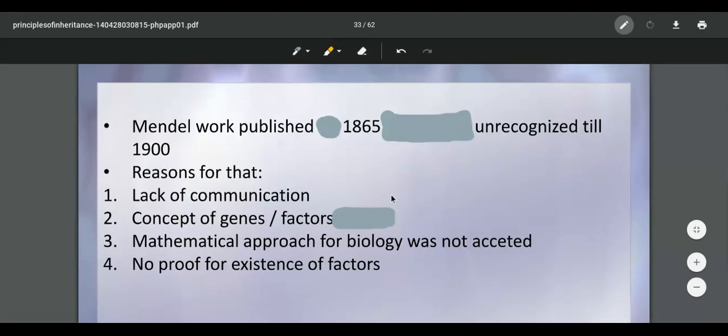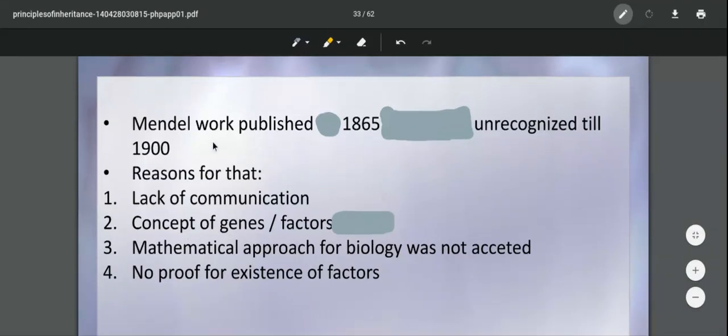Students, in this tutorial, we will be studying about the chromosomal theory of inheritance. Before that, a little bit of history. Although Mendel published his work in 1865, his work was unrecognized for a long time. In fact, up till the 1900s, his work was not recognized.